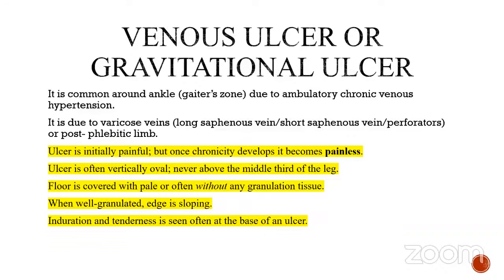Floor is covered with pale tissue or often without any granulation tissue. When well granulated, the edge is sloping, because well granulated means that the ulcer has a healing tendency. Once healing tendency is there, we know the edge will be sloping in shape. Induration and tenderness are often seen at the base of the ulcer.